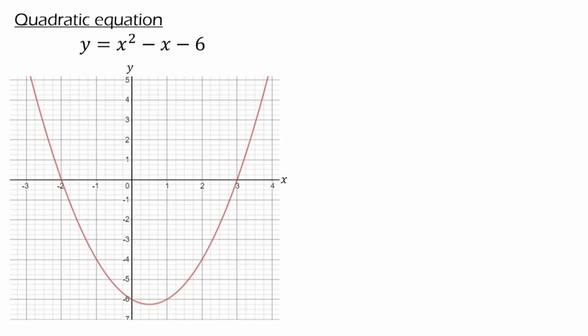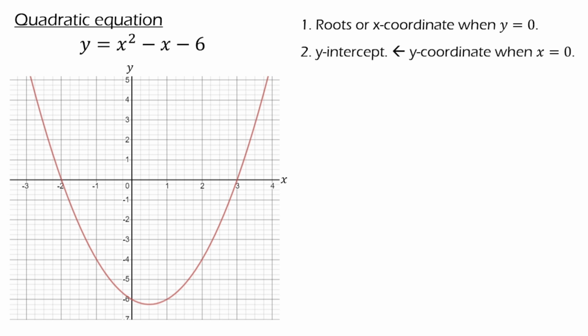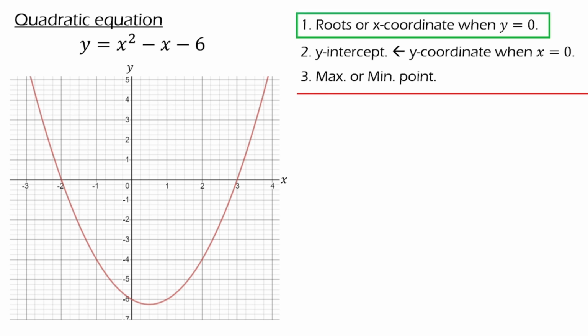Let's take a look at a typical quadratic equation graph. This graph is drawn based on the equation y equals x squared minus x minus 6. What should we look for when we are looking at a quadratic graph? The first one is roots. The second one is the y-intercept. The last one is the maximum or minimum point. Let's discuss the first point.